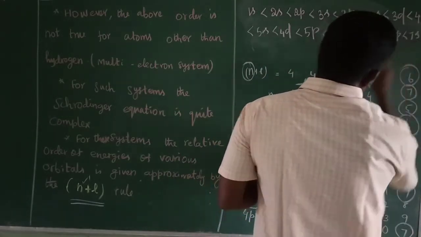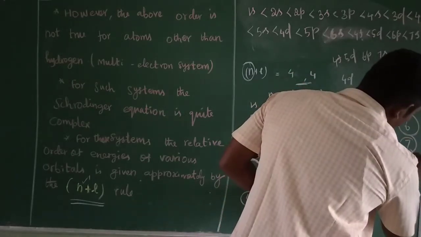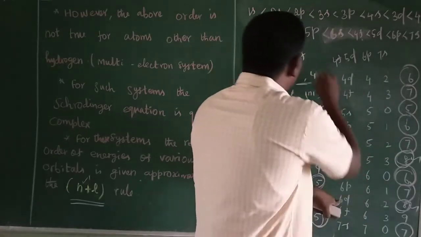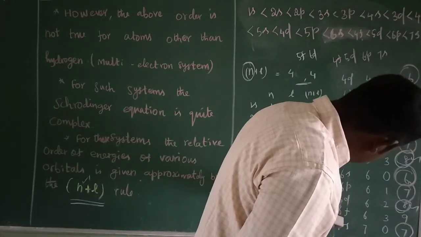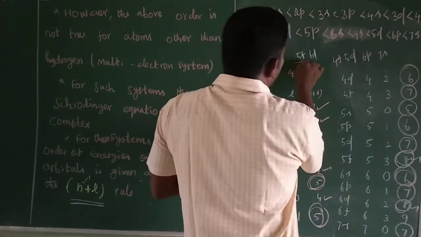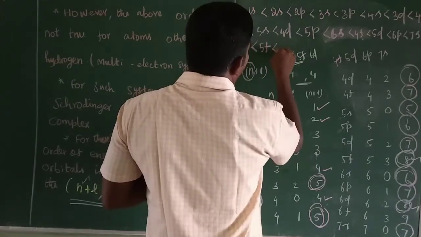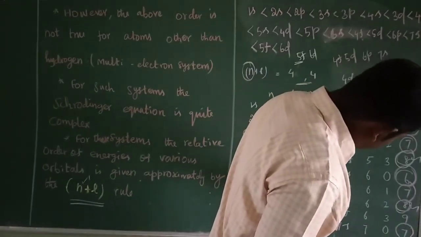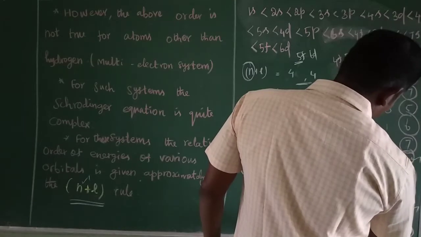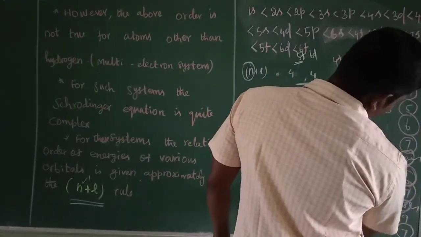6p and 7s are next, with value 8, one time and two times. Then 5f and 6d: 5f is 5 plus 3, which is 8, and 6d is 6 plus 2, which is 8. The one with the least n value, 5, comes first, so 5f and then 6d. Next is 9: 6f and 6d, where 6f is 9. So 8, then next 9.